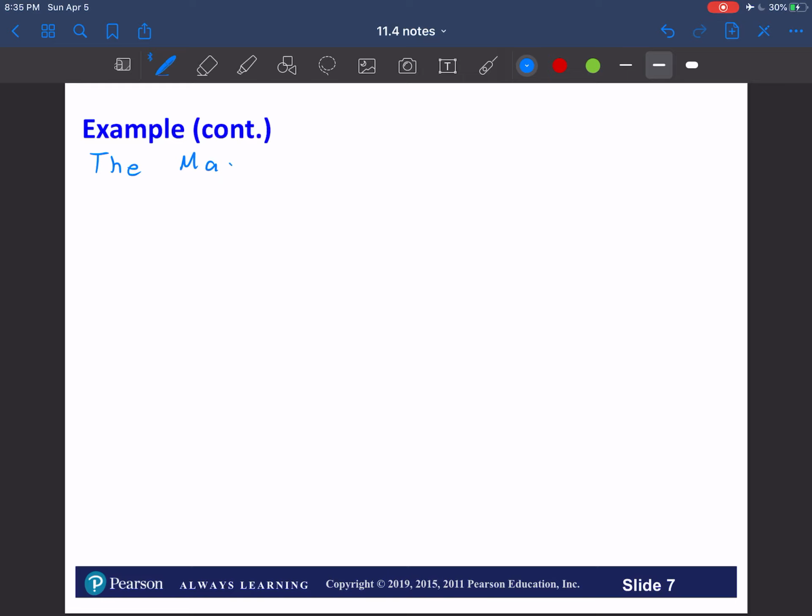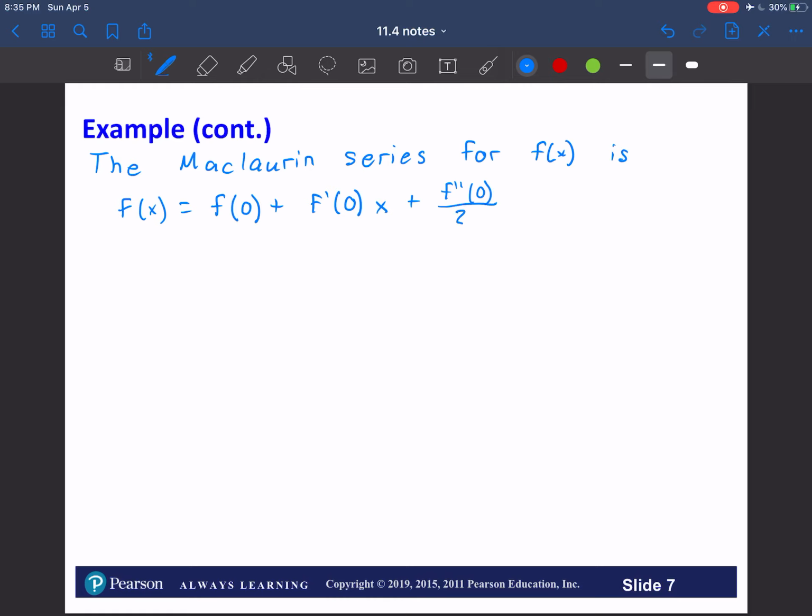The Maclaurin series is f of x equals f of 0 plus f prime of 0 times x plus f double prime of 0 over 2 factorial times x squared plus f triple prime of 0 divided by 3 factorial times x cubed, and so on and so forth.